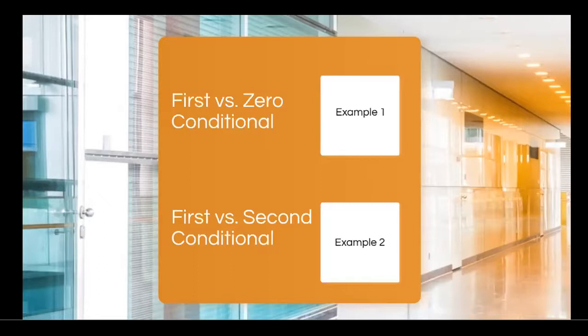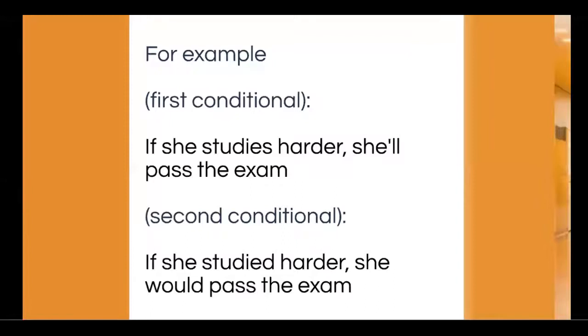For example, in the first conditional, if she studies harder, she will pass the exam. Here, I think it's possible because she's a hardworking student. She will study harder, so she will pass. But the second conditional, if she studied harder, she would pass the exam. Here, I think that she won't study harder, or it's very unlikely, because she doesn't study in a proper way, so she won't pass.